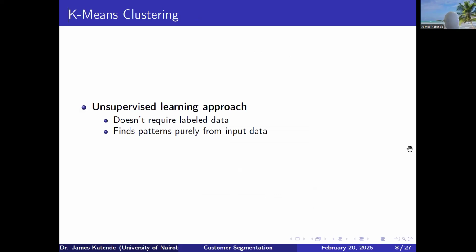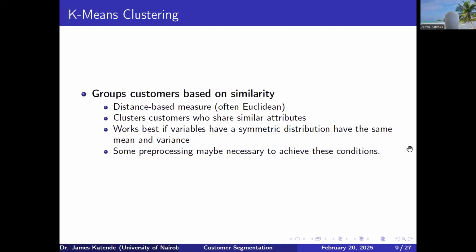So K-means clustering is the next thing we need to consider. Now, K-means clustering is an unsupervised learning approach to machine learning. It does not require labeled data, and that means from the onset, you don't know what clusters are in the data. So you're sort of exploring to find what clusters may be in the data. Again, this I mentioned already. The K-means will group the customers based on similarity. That similarity is on some distance measure. In our case, it's going to be the Euclidean distance.